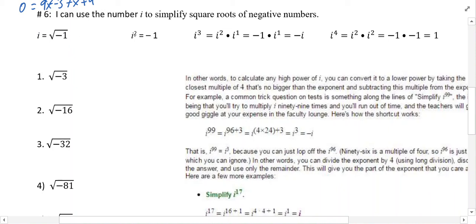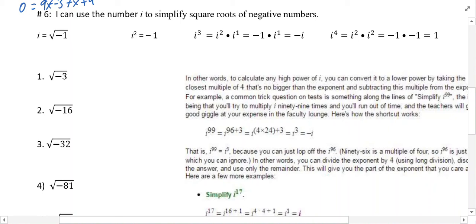If we were to square i, we would have negative 1, because you'd have radical negative 1 times radical negative 1, which would just give us negative 1. Here, i cubed, you want to think of it as i squared times i to the first, which would give you negative 1, because that's what we just said i squared is, times i, or i to the first. So when you multiply those together, you would get negative i. And i to the fourth, again, if you want to think about it as i squared times i squared, well, we already know i squared is negative 1. So it's negative 1 times negative 1 is 1.